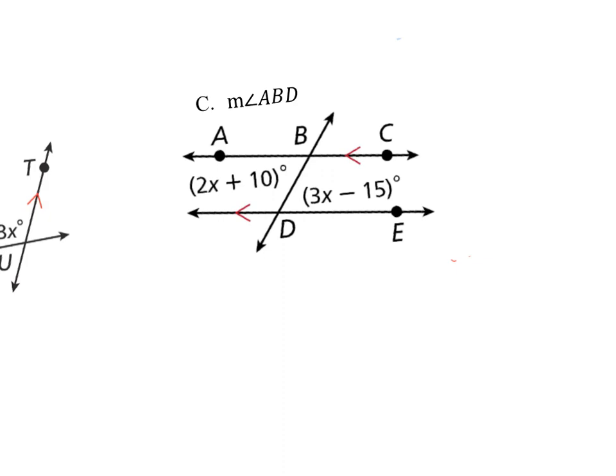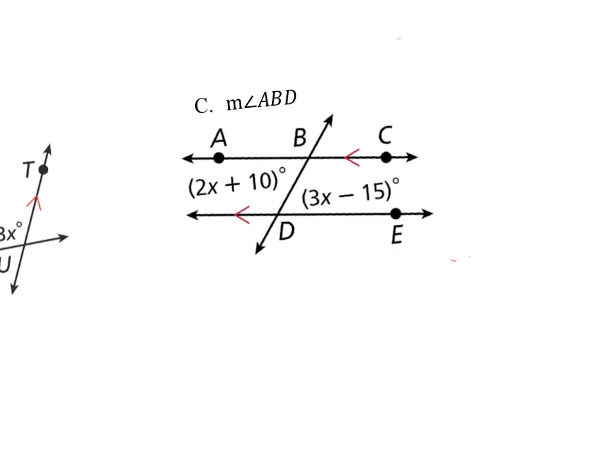Okay, example C now. It's sort of hard to tell what we're pointing at here, but it looks like we have ABD is 2x plus 10, and angle BDE is 3x minus 15. Since they're alternate interior angles, we set them equal to each other.